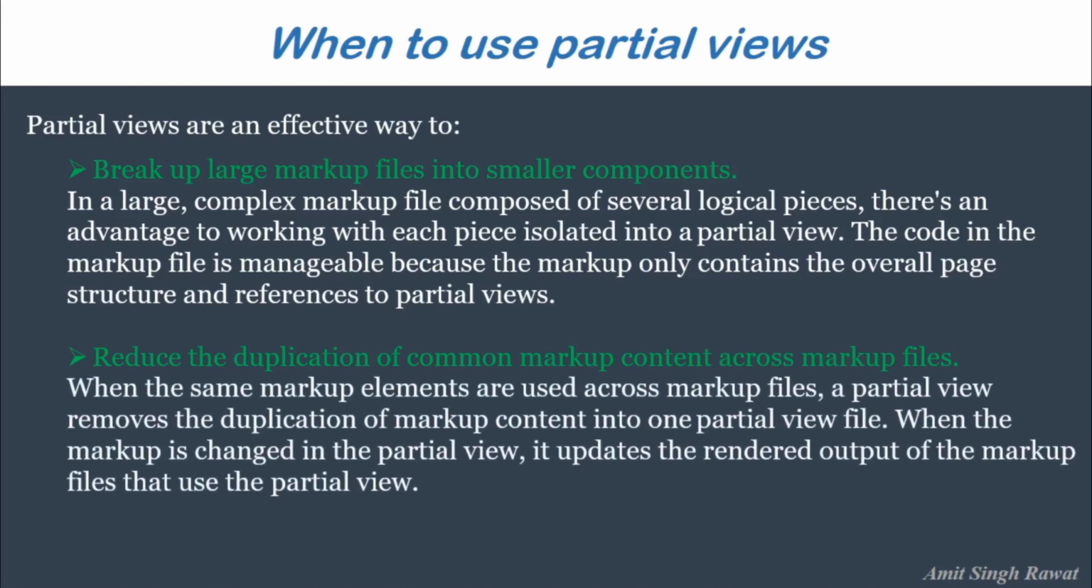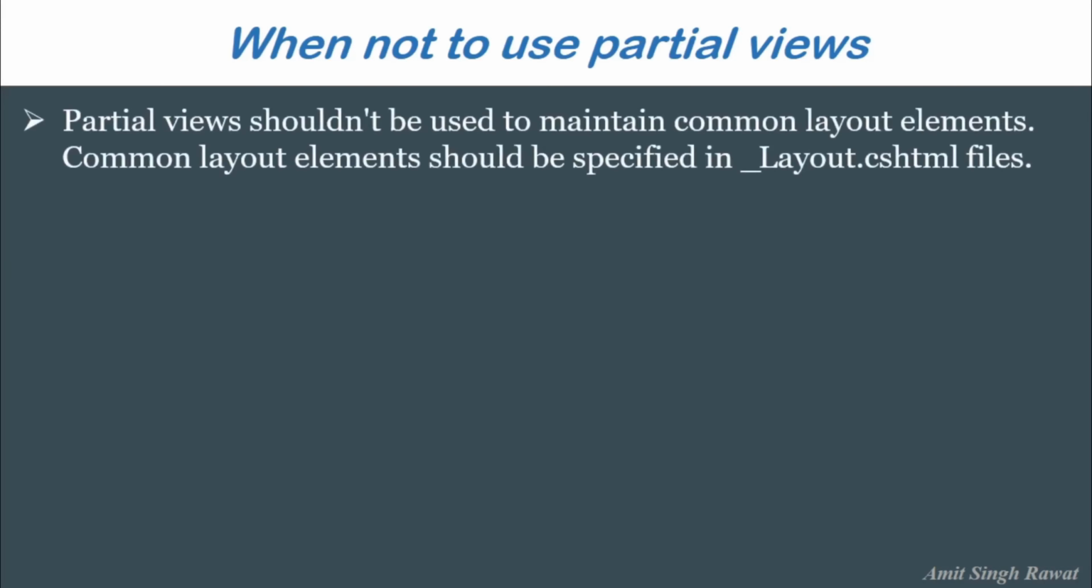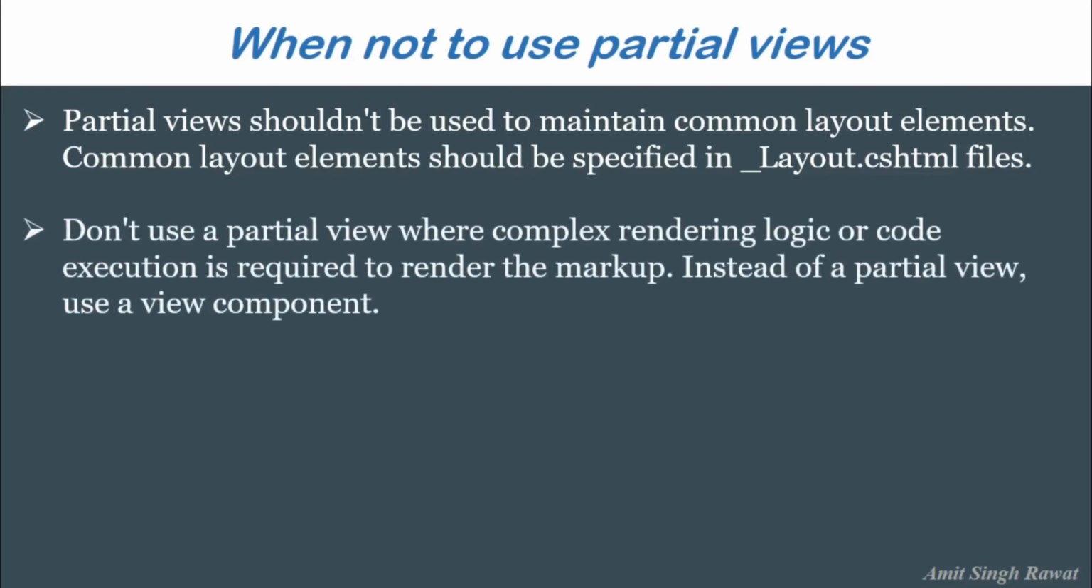Another advantage is reduced duplication of common markup content across markup files. So when the same markup elements are used across markup files, a partial view removes the duplication of markup content into one partial view file. When the markup is changed in the partial view, it updates the rendered output of the markup files that use the partial view. Let's see when not to use partial views. Partial views shouldn't be used to maintain common layout elements. Common layout elements should be specified in _Layout.cshtml file. Don't use partial view where complex rendering logic or code execution is required to render the markup. Instead of partial view, use the view component.